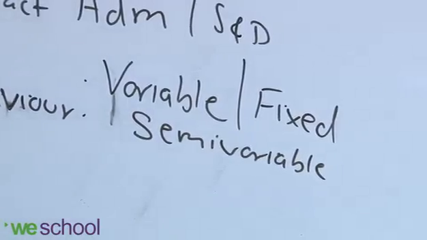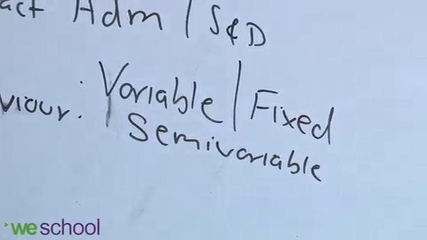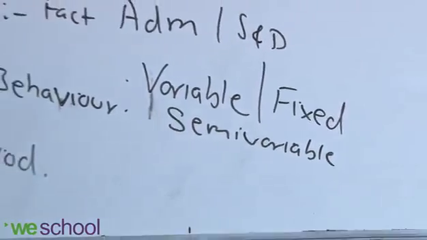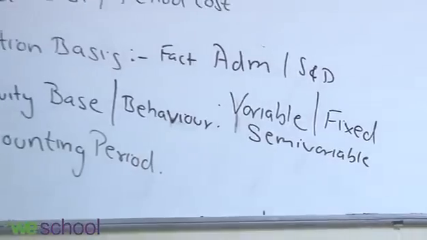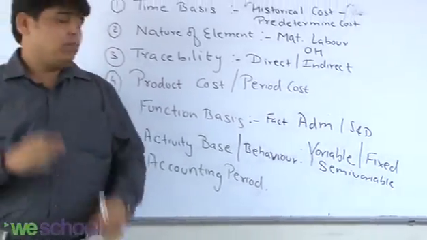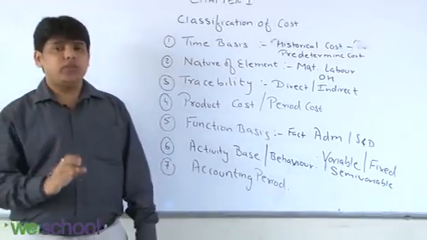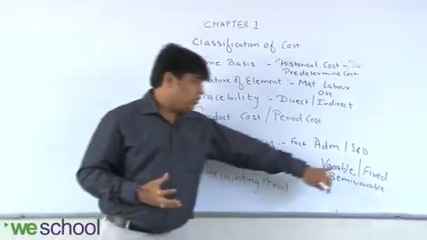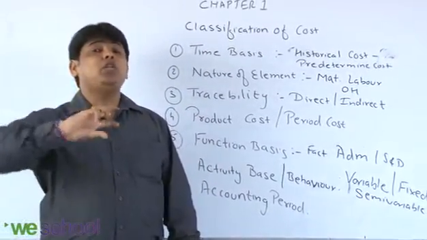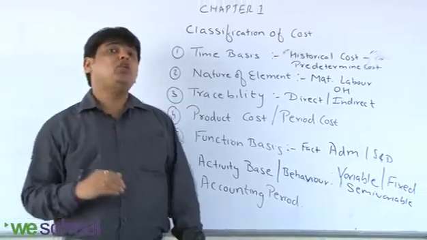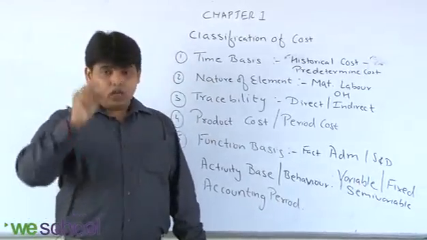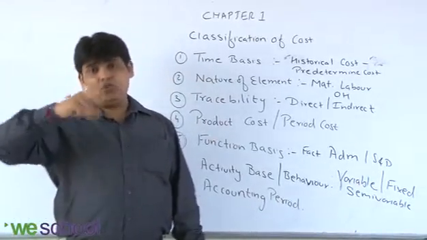For example, if you produce 10,000 units, your rent of the factory will be 10,000 only. If you produce 1 unit, you still have to pay 10,000. If you produce 2 units, you still have to pay 10,000. So it is not behaving. Though production is fluctuating, the fixed cost does not fluctuate. In totality, the total fixed cost remains the same, but the cost per unit will fluctuate.